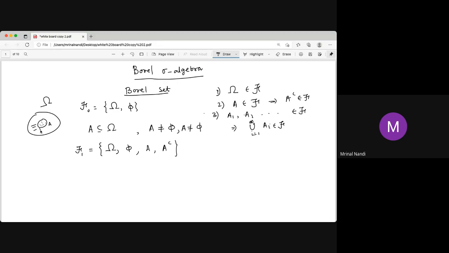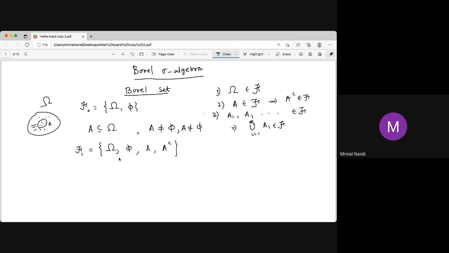So there are four sets: A, A complement, omega, and phi. This is a sigma algebra. If you take any two sets of them, their complements and their union are also in. Now it is no question of countable union. It is a finite collection, so you have finite unions. So every finite union belongs to this sigma algebra.